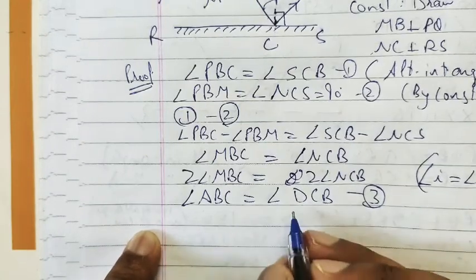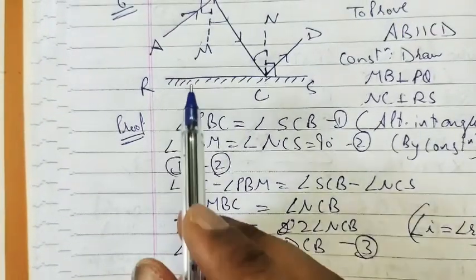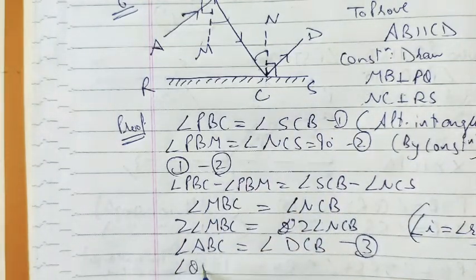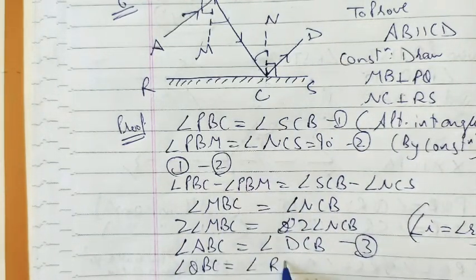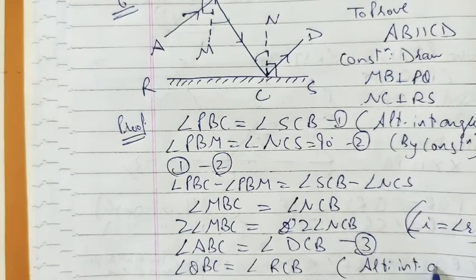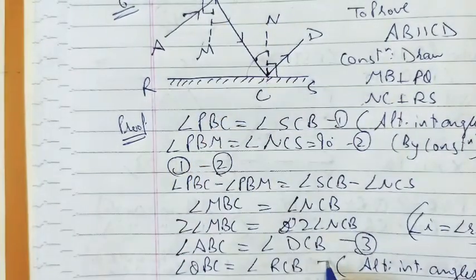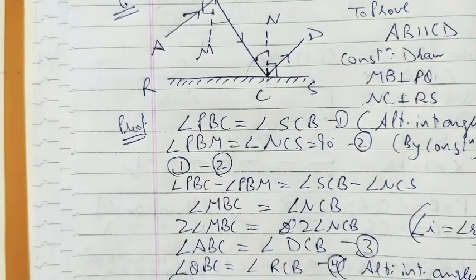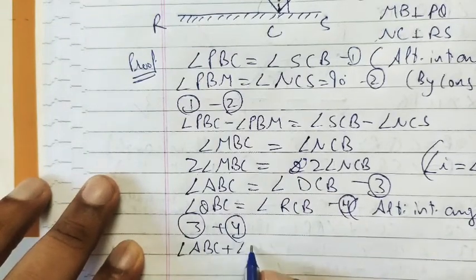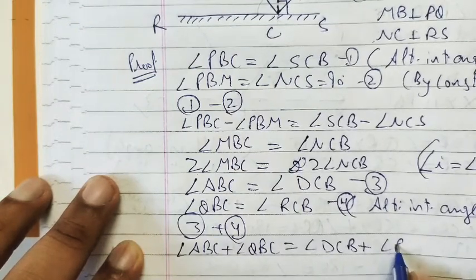So now ABC is equal to DCB, and from the figure we can say angle QBC is equal to angle RCB. Reason, alternate interior angles. This angle is equal to this one, right? Let it be equation 4. Now add 3 and 4. So angle ABC plus angle QBC is equal to angle DCB plus angle RCB.